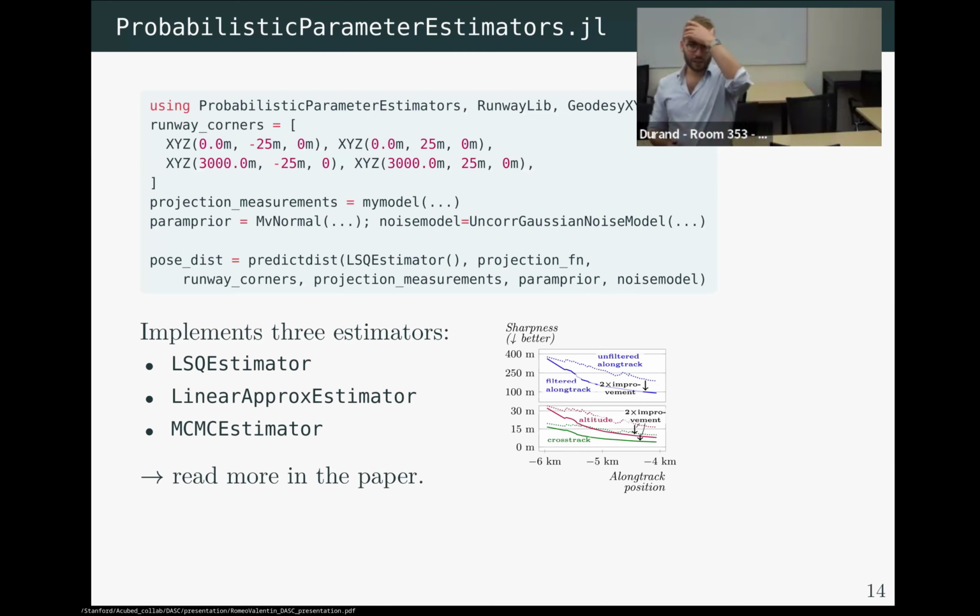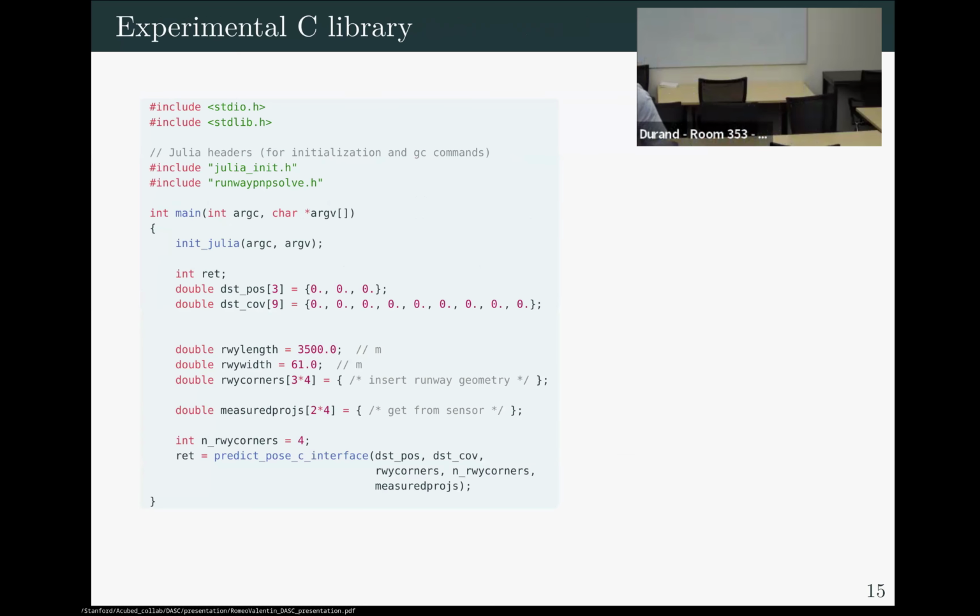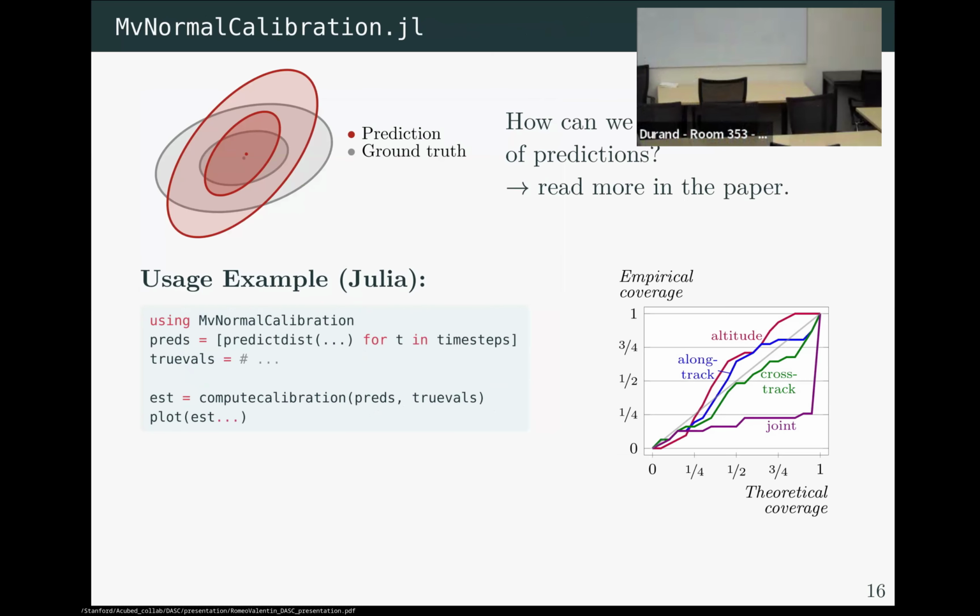We have code for all of this available. These estimators are implemented inside of this package called Probabilistic Parameter Estimators. This is basically already a full example of how you can use it. I'm not going to go through it too much right now, but it's 7 lines of code or something. And then we're also able to export this as a C library. So here you can see a little C interface, and you just set up your measurements and you set up your runway geometry. And then in the end, you put it inside of the pose estimator, and you can run it straight with C, which means you can run it on any robot that you can run C code on. And we also have a library for the calibration measurement available.